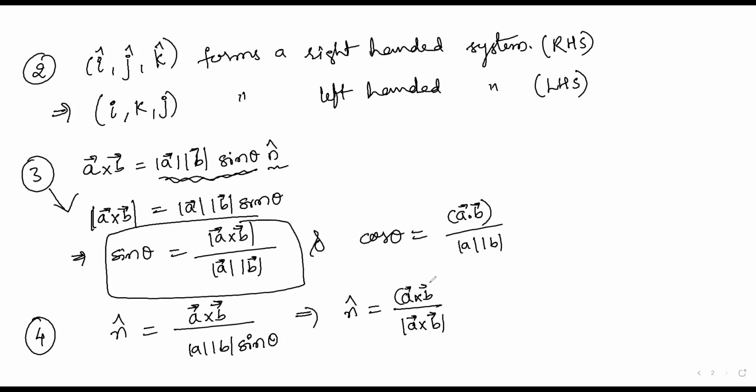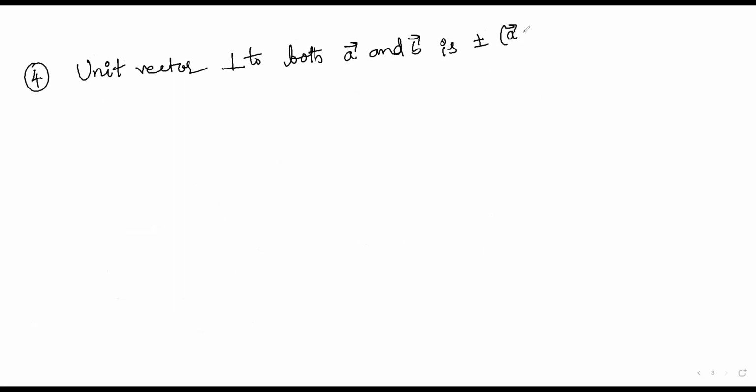This is very, very important. I'll write the fourth point on the next page. N cap is a unit vector perpendicular to both A and B, and that is plus minus A cross B by mod of A cross B. Yes or no? N cap is that only.